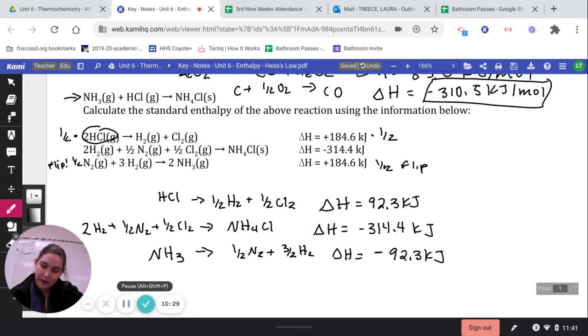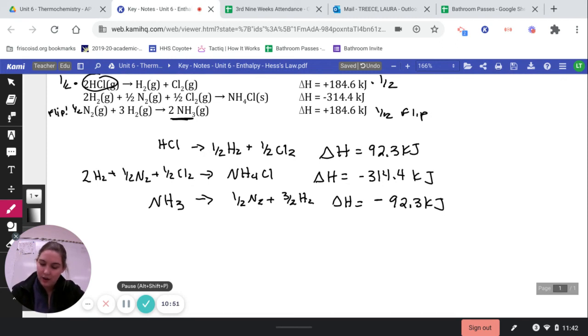The next one we looked at was NH4Cl. This reaction didn't really seem like it needed anything to change. The coefficient was right on the NH4Cl, and it was on the right side of the reaction. So that one was good. And then our NH3, that one we did have an issue with. It's on the product side, and the coefficient's too big. So I flipped it and multiplied it by half. So I have my reactions here that I have manipulated.